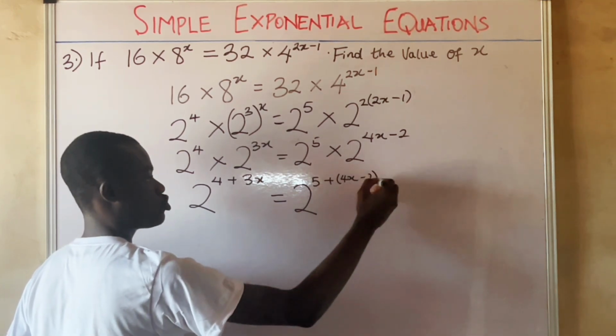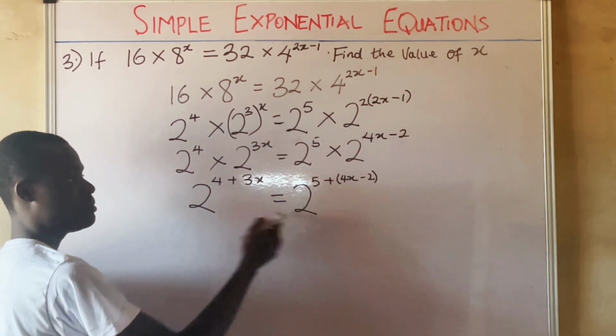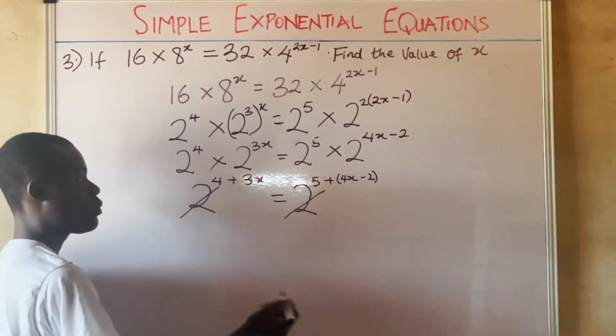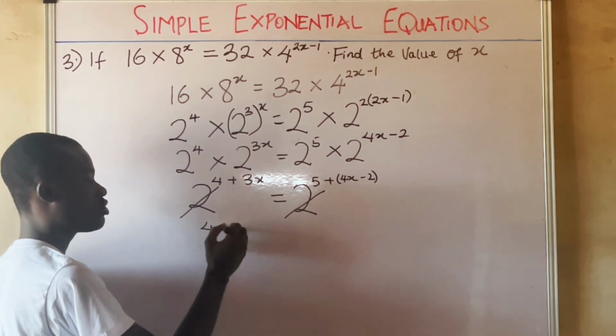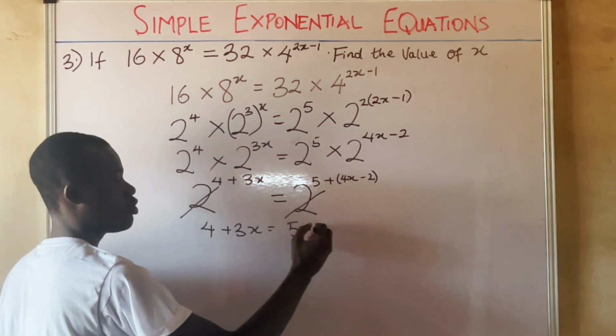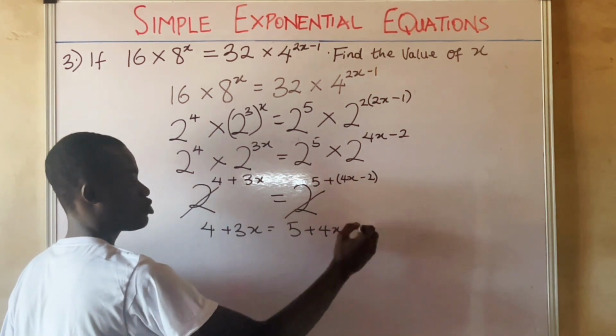So now, because the bases are similar on both sides of the equation, I can eliminate the bases. When I've done that, on this side I have 4 plus 3x is equal to, on this side I have 5 plus 4x minus 2.